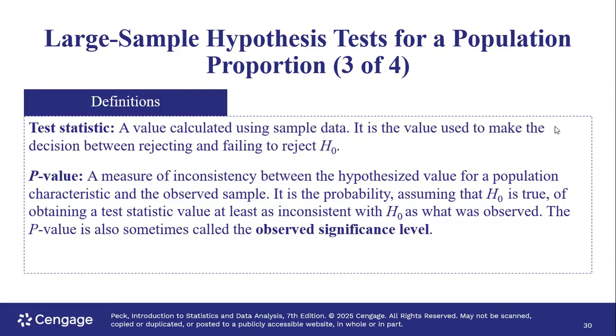So what is a P value? After we calculate the test statistic, we will calculate a P value. P stands for probability value here, capital P. A measure of inconsistency between the hypothesized value for a population characteristic and the observed sample. It is the probability, assuming H0 is true, of obtaining a test statistic value at least as inconsistent with H0 as what was observed. The p-value is sometimes called the observed significance level.